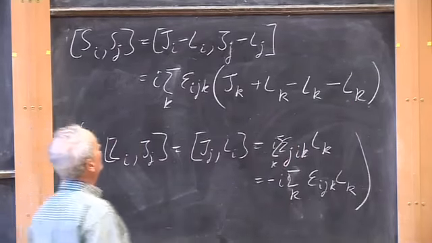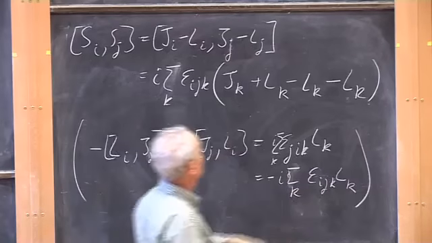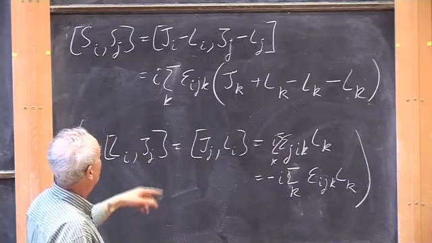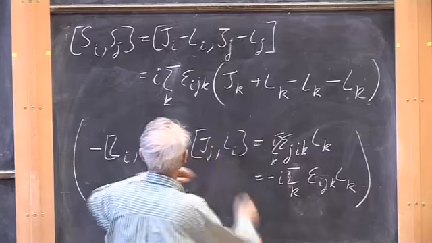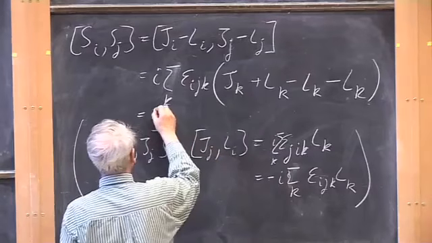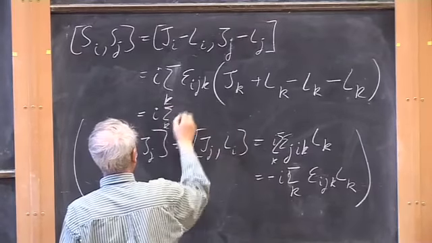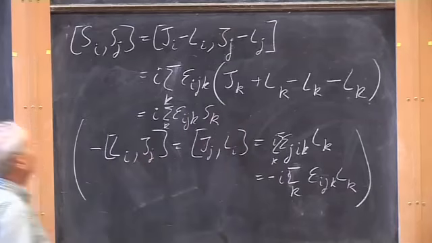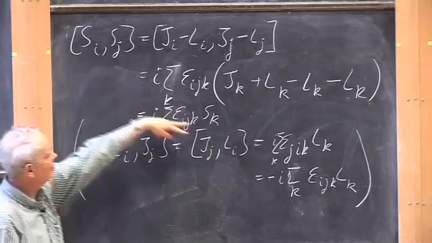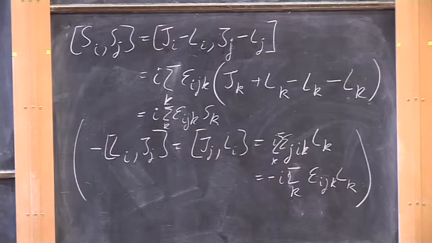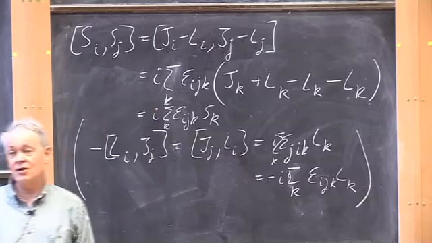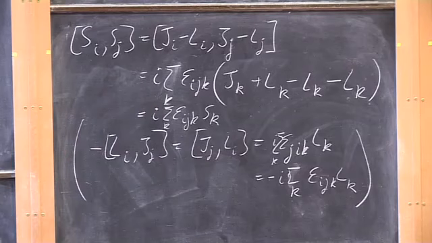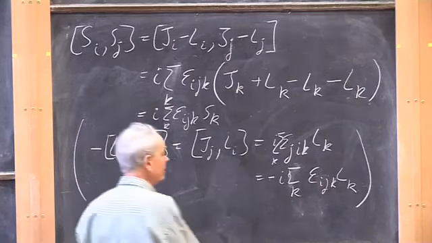So what do we end up with at the end of the day? These three Lks collapse into just one Lk. It's going to be Jk minus Lk. In other words, this is going to be i summed over k, epsilon ijk Sk. So these spin operators, we call them the spin operators, have exactly the same commutation relations as the J. Therefore, we know what their eigenvalues are.